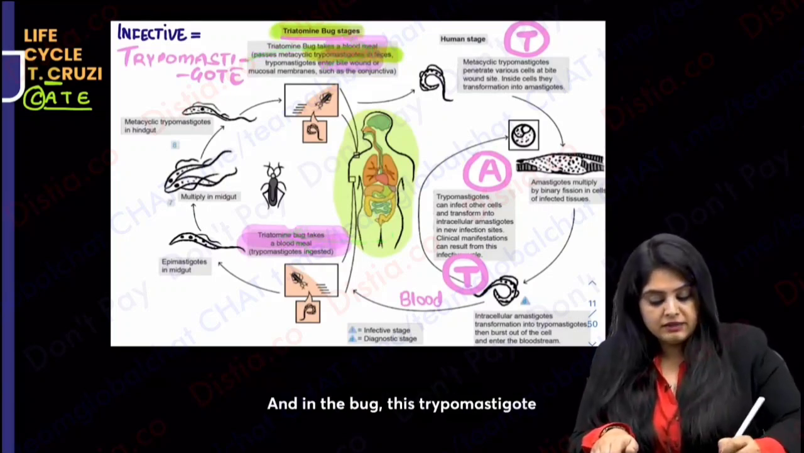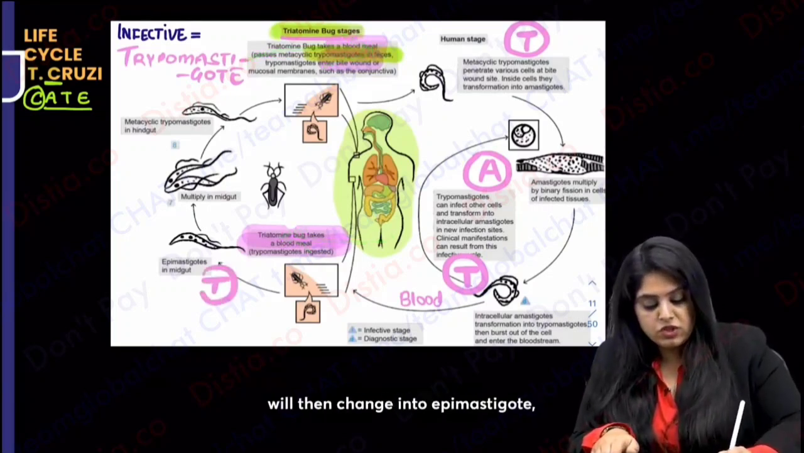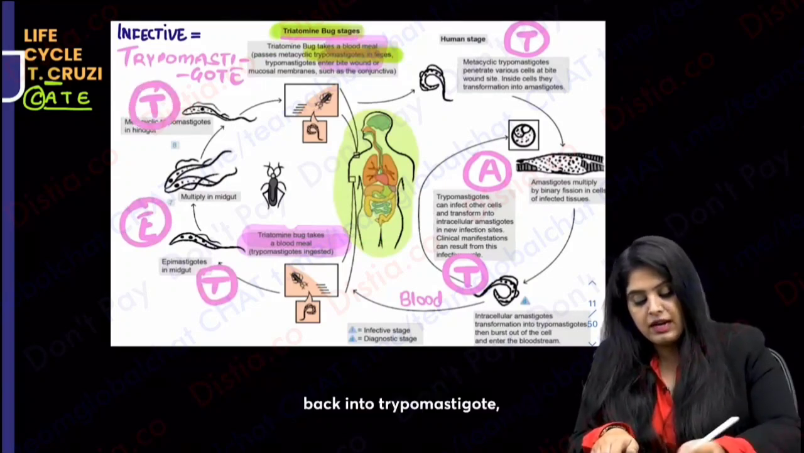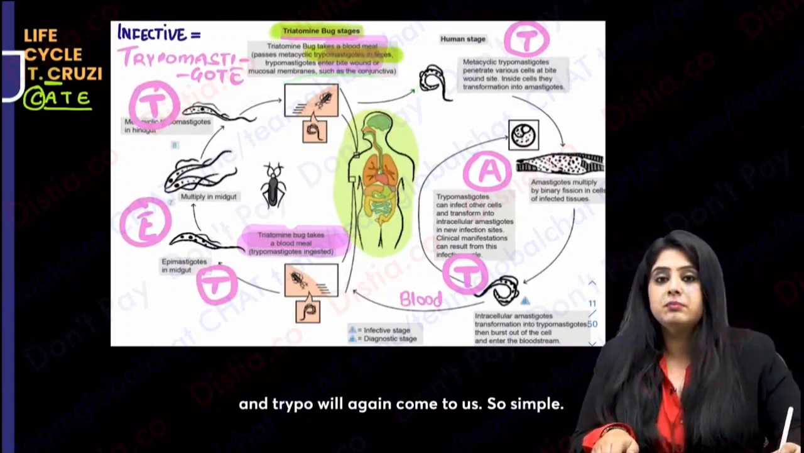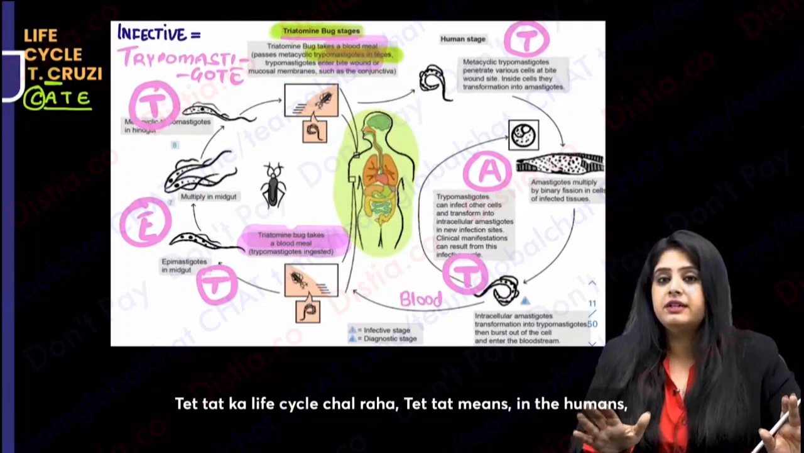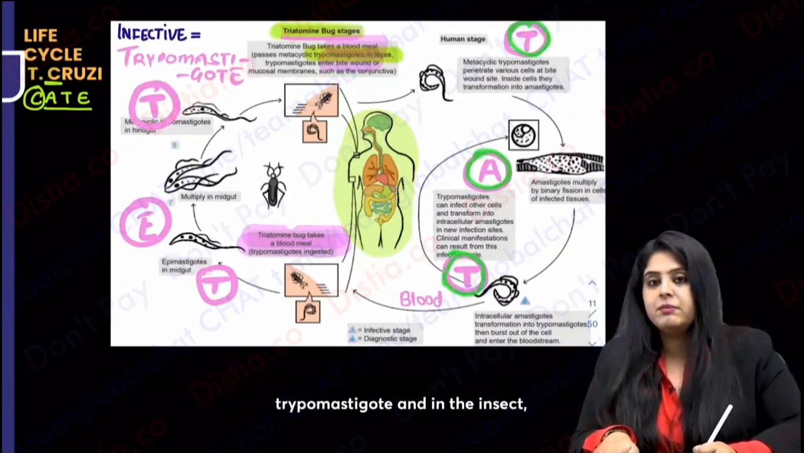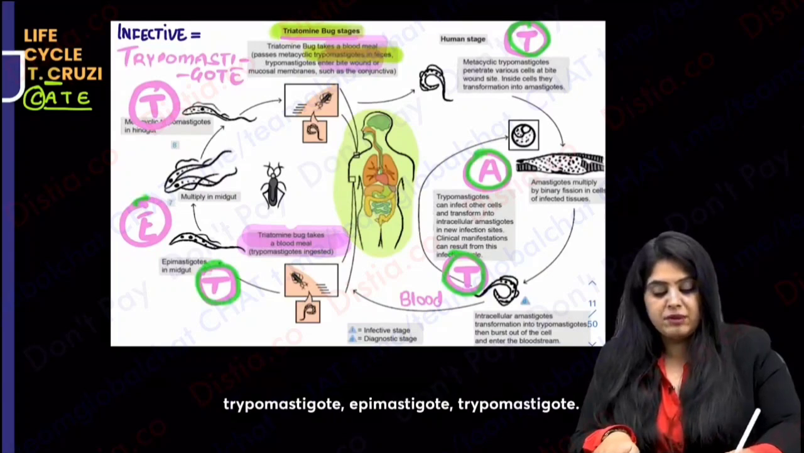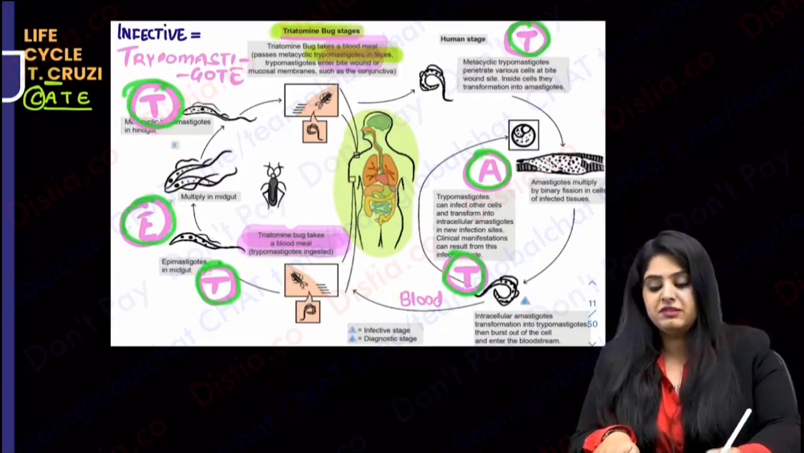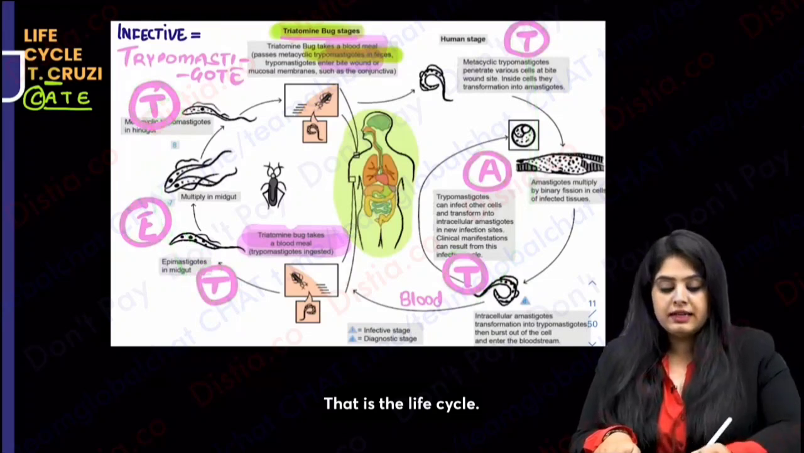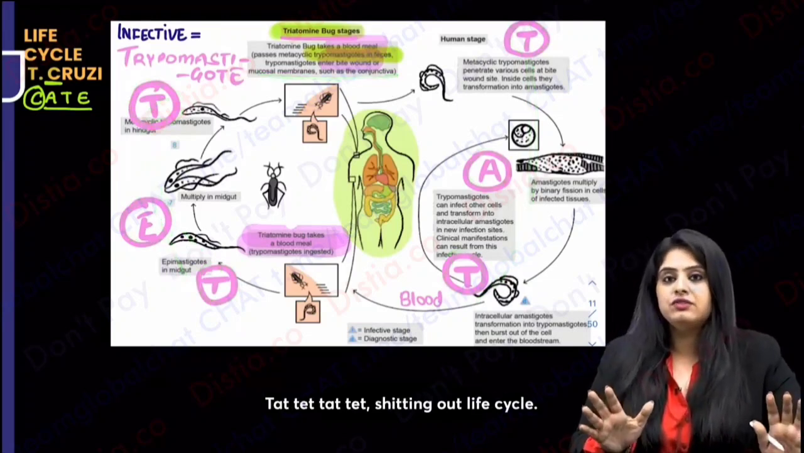And in the bug, this trypomastigote will then change into epimastigote, back into trypomastigote, and the trypo will again come to us. So simple, the tet-tat life cycle is going on. Tet-tat means in humans: trypomastigote, amastigote, trypomastigote. And in the insect: trypomastigote, epimastigote, trypomastigote. Tat, tet. Tat, tet, tat, tet, that is the shitting out life cycle.